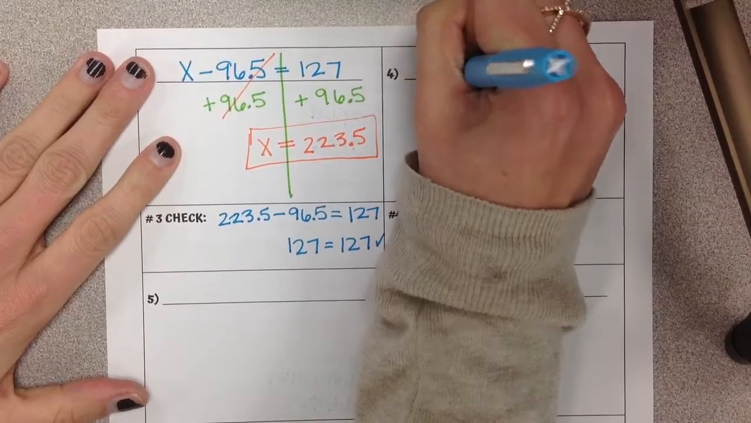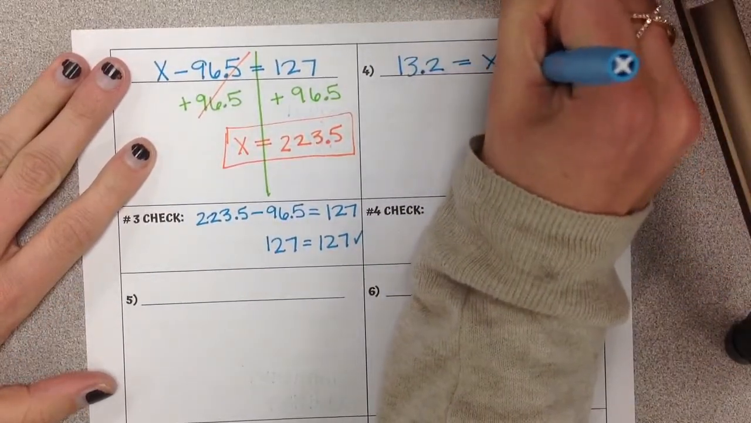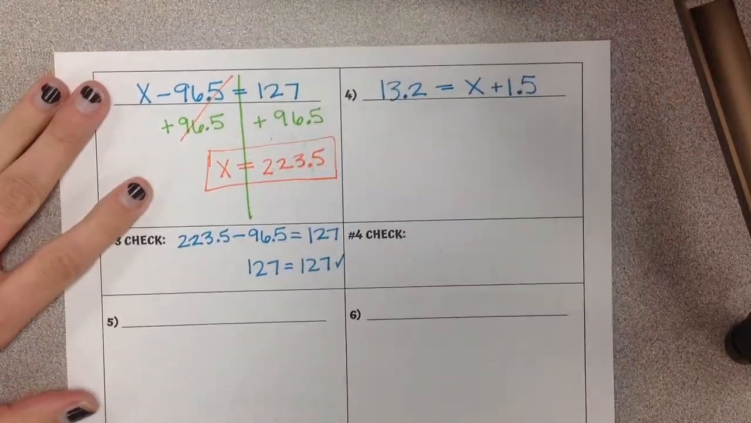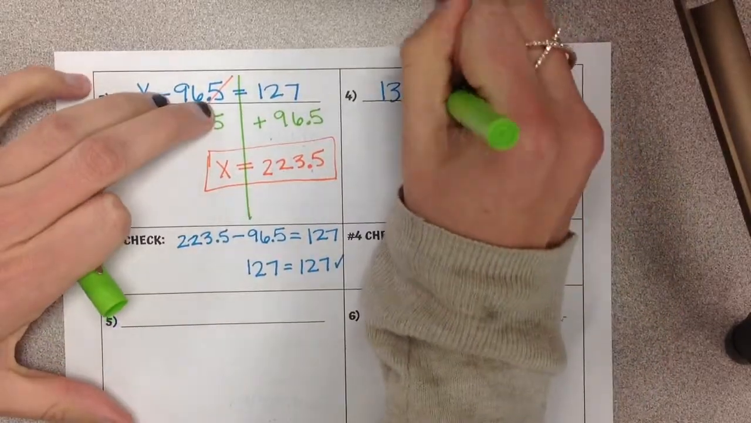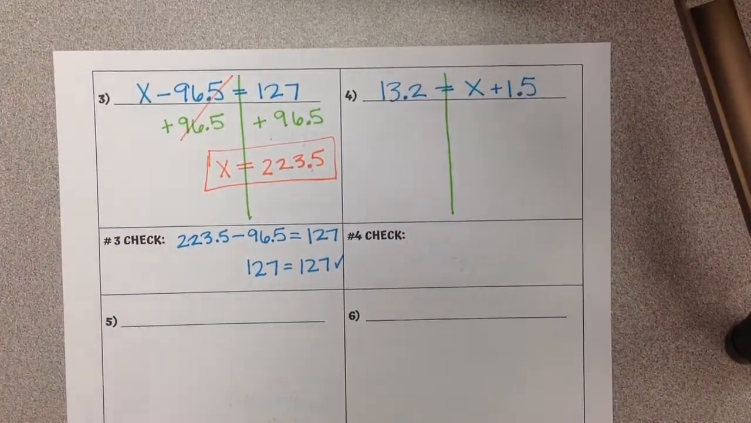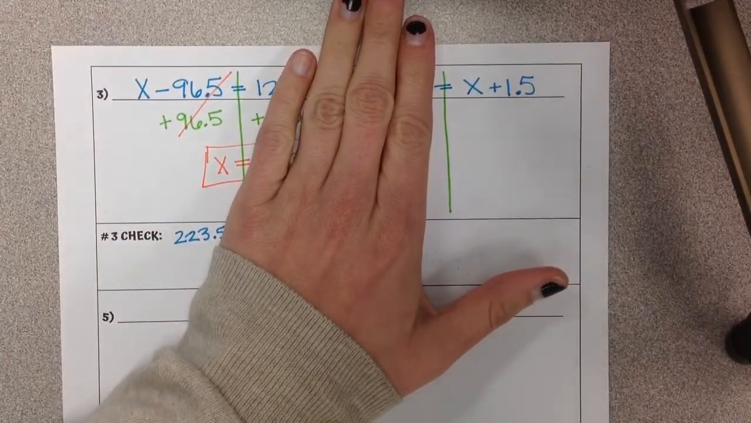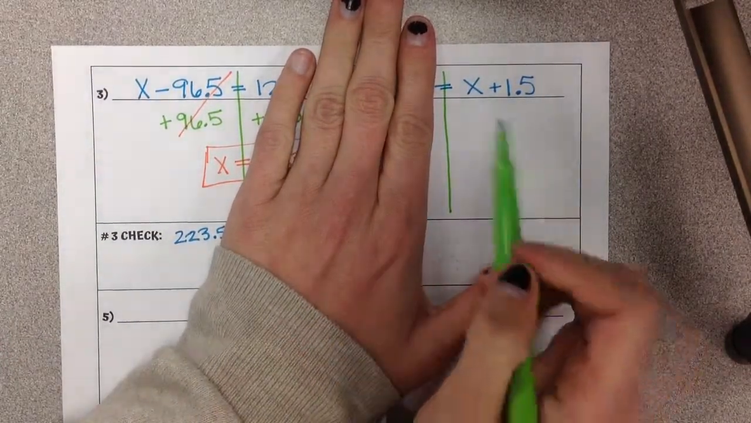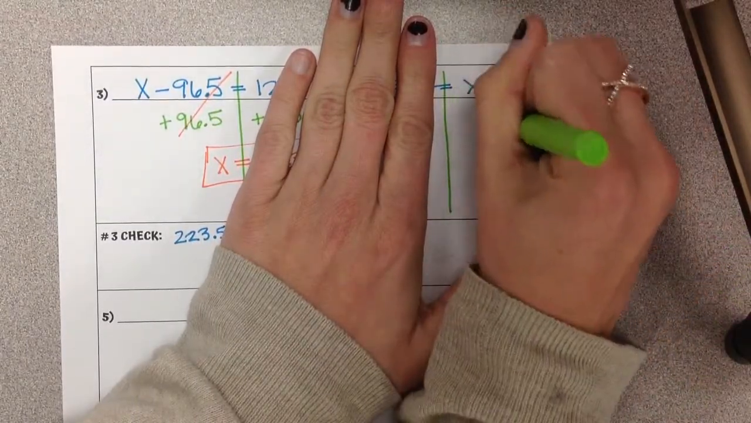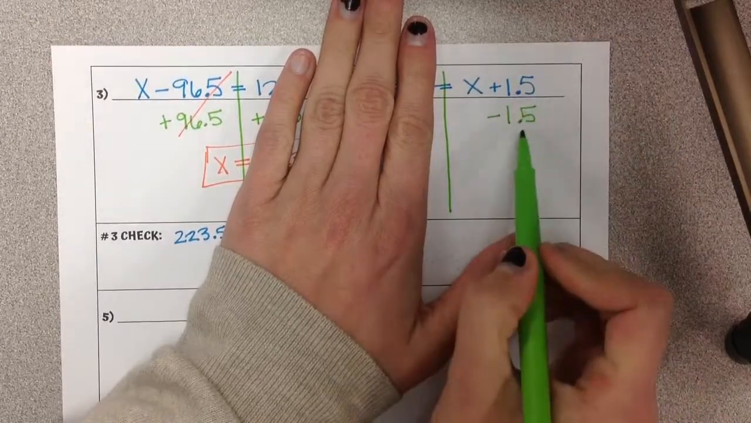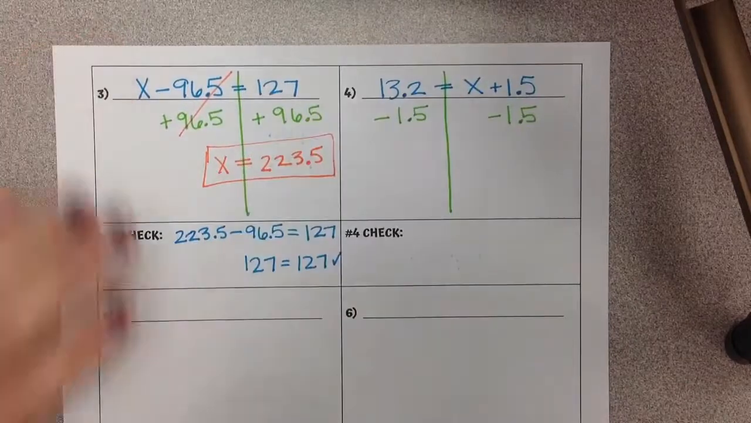Number 4. 13 2/10 equals x plus 1.5, or 1 5/10. Step 1, draw our line down the middle. Step 2, find the side with the variable. In this case, the variable is on the right side. Look at the operation. We are adding 1.5, so the opposite is going to be to subtract 1.5. If I do that on the right side, I also have to do that on the left side.